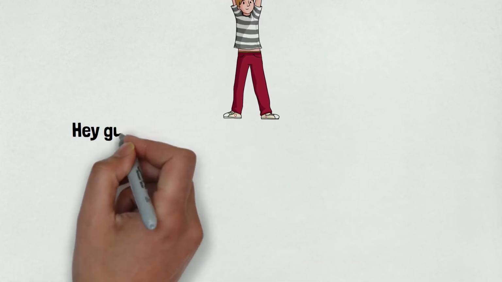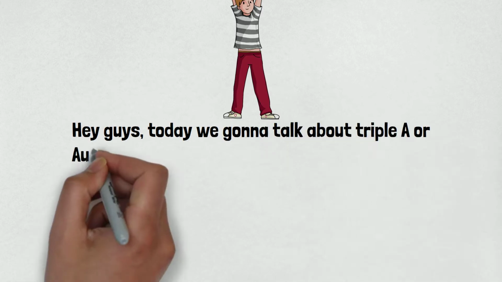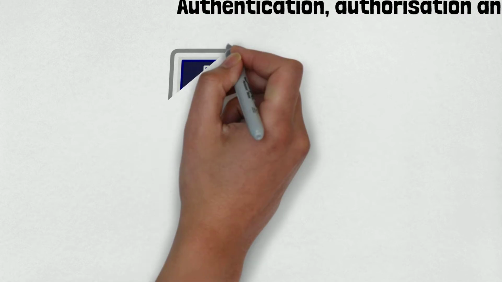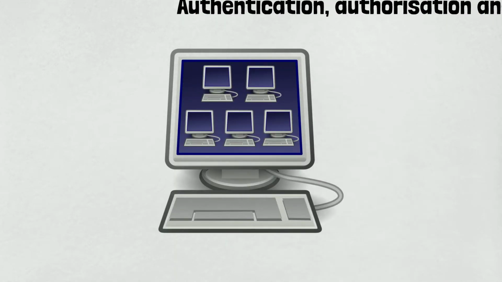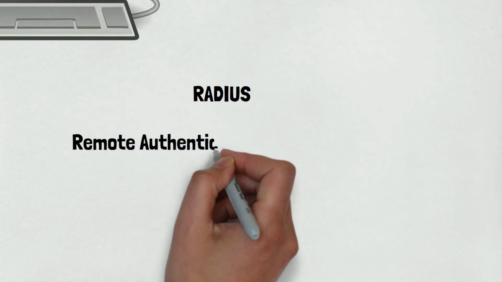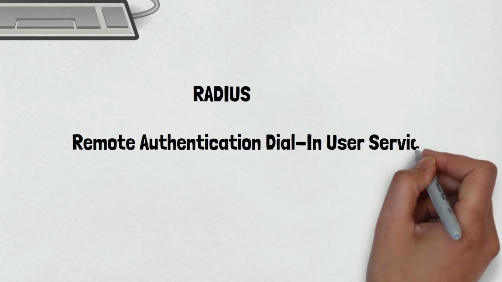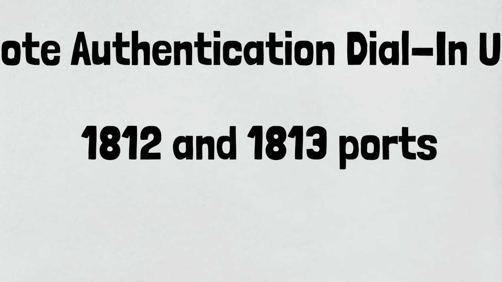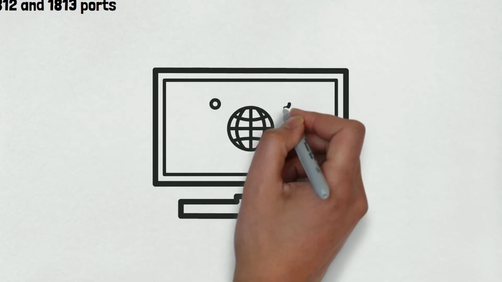Hey guys, today we're gonna talk about AAA, or authentication, authorization and accounting. It's used to access network resources. The network protocol that provides this functionality is called RADIUS. RADIUS stands for Remote Authentication Dial-in User Service. It works on ports 1812 and 1813, which provide AAA services.